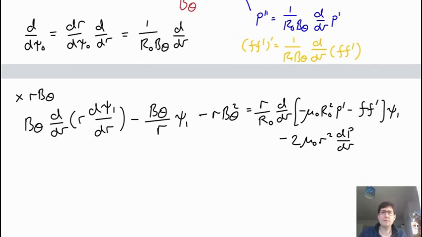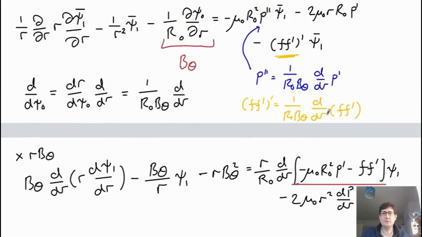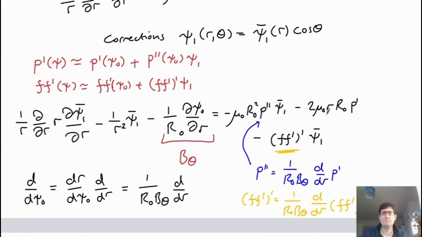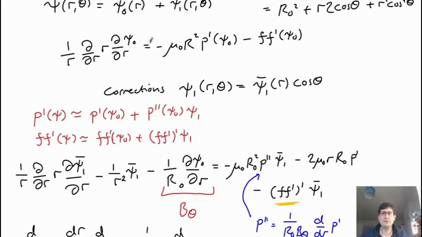So the next step is to recognize that this term here in the brackets corresponds to the zero order force balance. So this term, if I can get this on the same screen, I can't, but this is from the zeroth order force balance. We had this term on the right hand side. We can just substitute in this term.